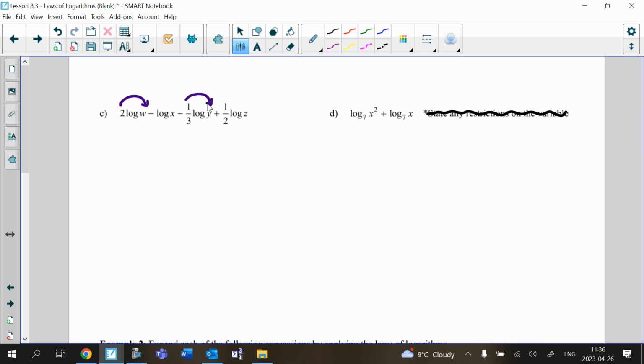What's the base here, by the way? 10. Don't have to change the second one. Third one becomes log y to the 1/3. And the fourth one becomes log z to the 1/2. I wanted all those numbers out in front away because now I can combine it into a single log.